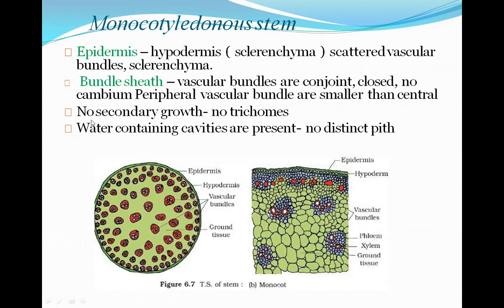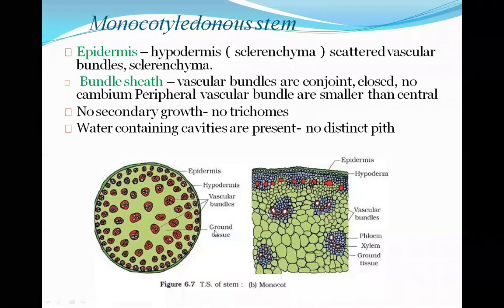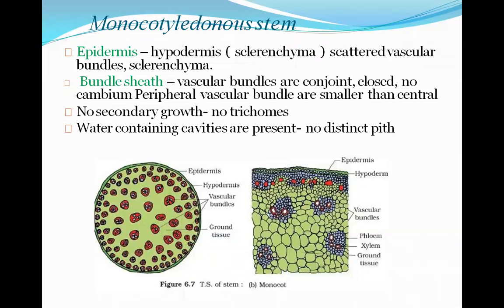Now, there will be no secondary growth and there will be no trichomes. That means here no root hairs or stem hairs or any type of trichomes are observed. And there will be no secondary growth observed, as there is absence of the cambium. That means no cambium ring is observed. For this reason, there will be no secondary growth.